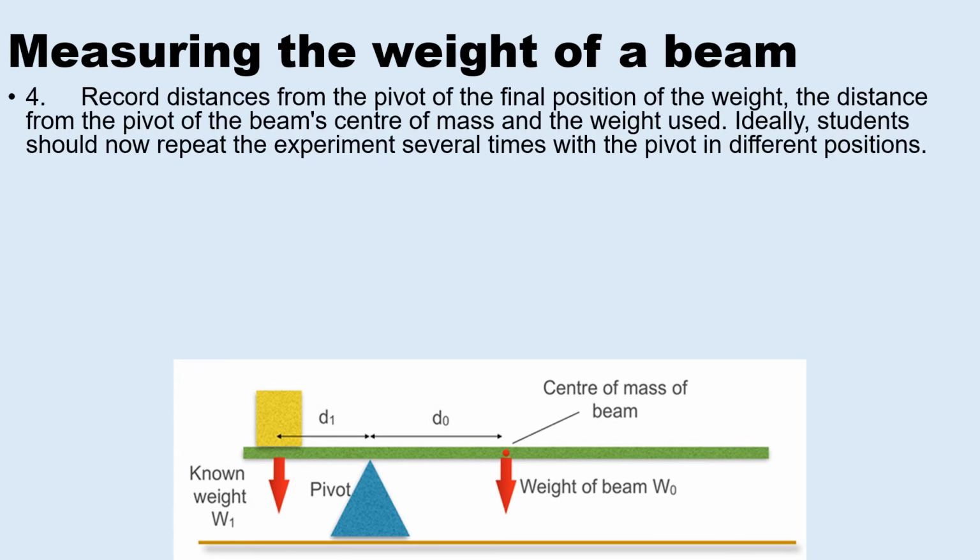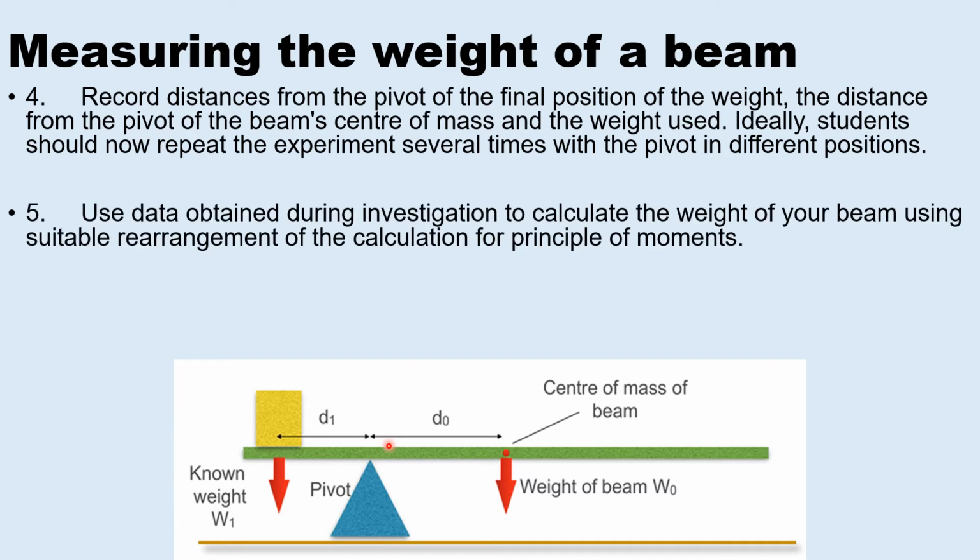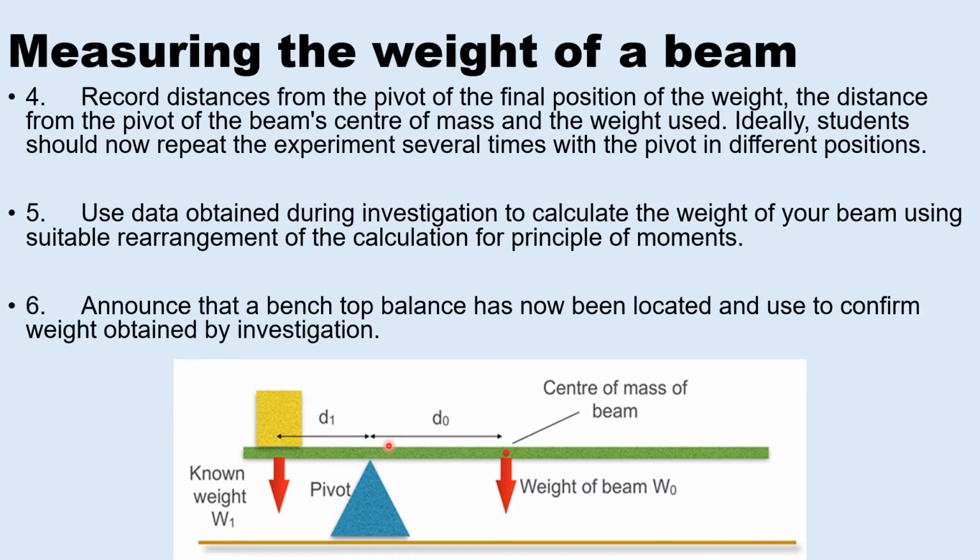So you record the distances from the pivot to the final position of the weight, so from here to there, and then the distance from the pivot of the beam's centre to the weight used, so from there to there. And then ideally you should repeat that several times with the pivot in different positions. And you use the data obtained during the investigation to calculate the weight of your beam using suitable rearrangement of the calculation for principle of moments.